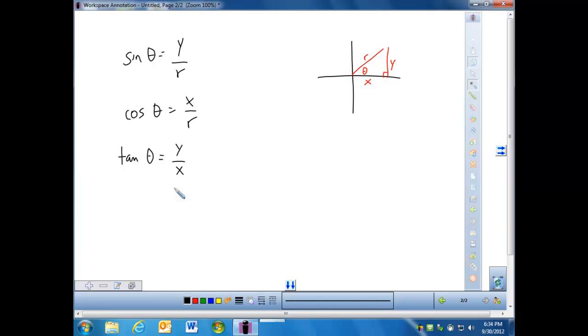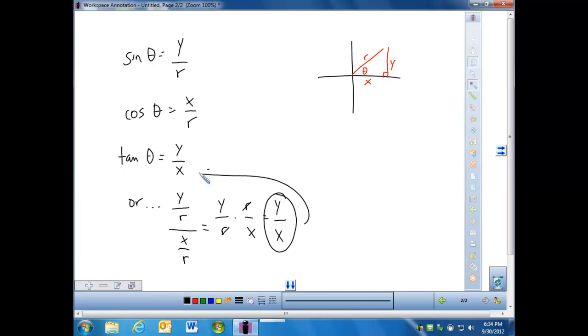Here's a little proof of why tangent is y over x. If you take the sine of an angle and divide it by the cosine, and really that's what tangent is. Tangent is sine divided by cosine. Multiply by the reciprocal, you'll notice that the r's drop out, and there's your y over x. So if you take your y coordinate divided by your x coordinate, that will be the tangent of theta.